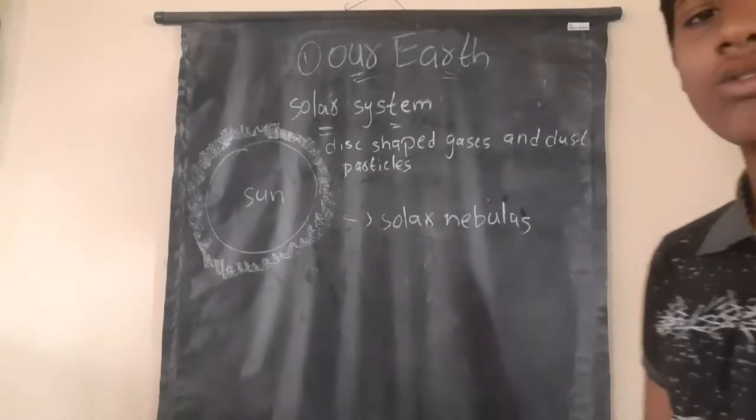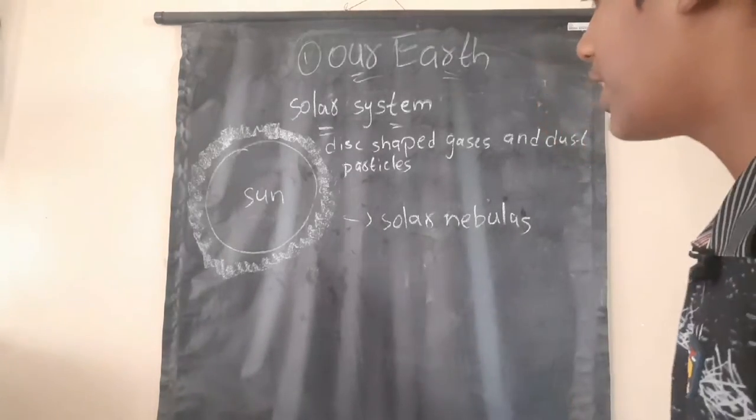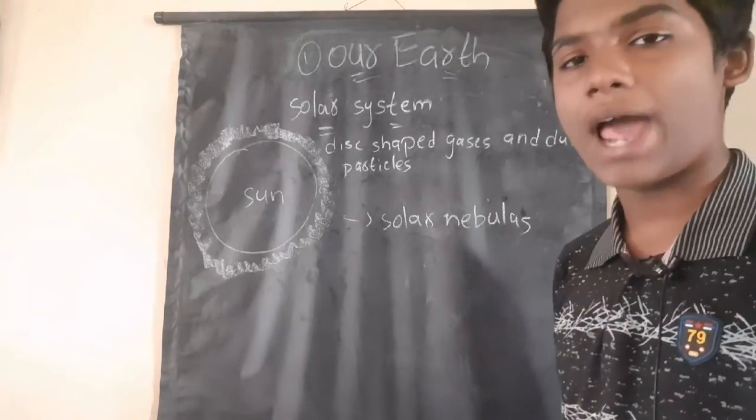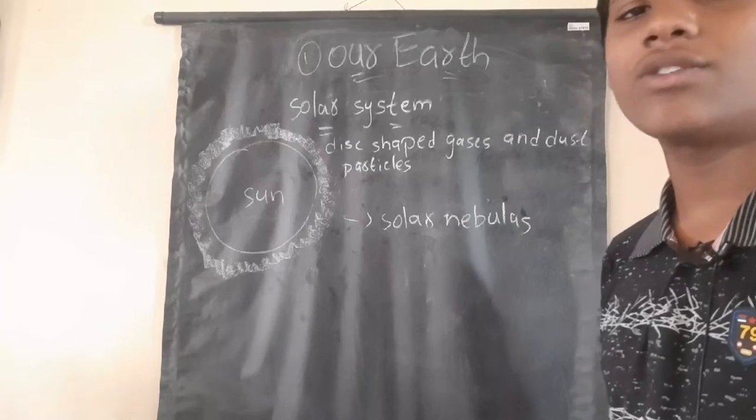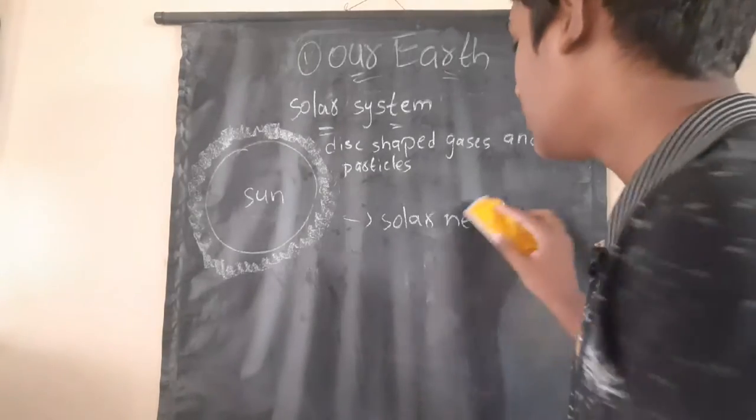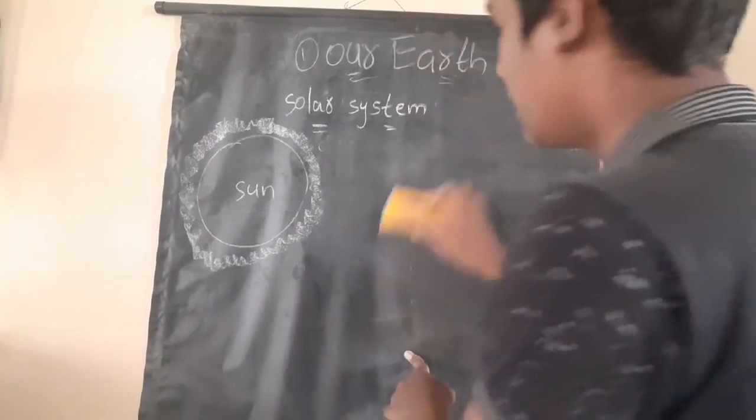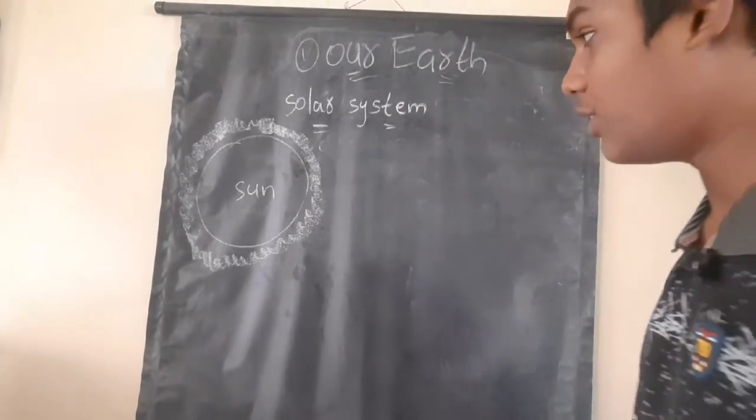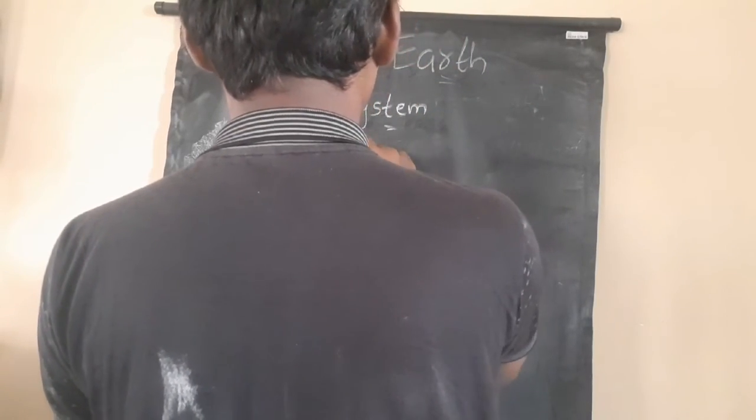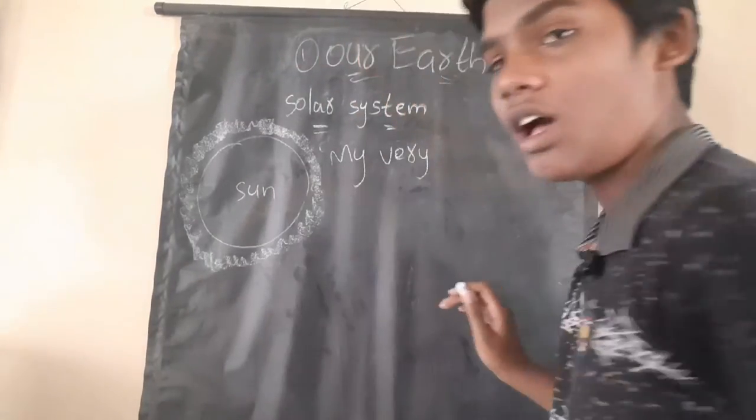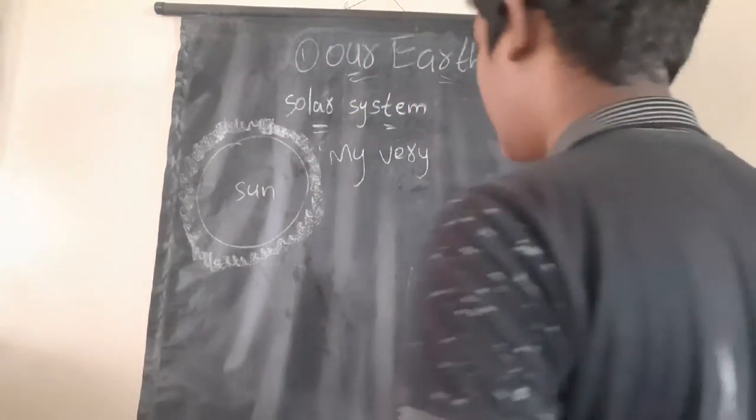Now we can see what the planets are and what the trick is to identify the planets easily. Please watch till the end of the video, then only will you understand. There is a trick to identify all the planets. Now let us see the trick.